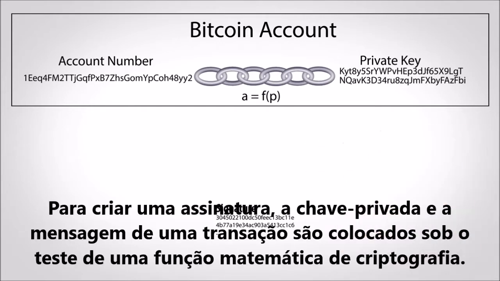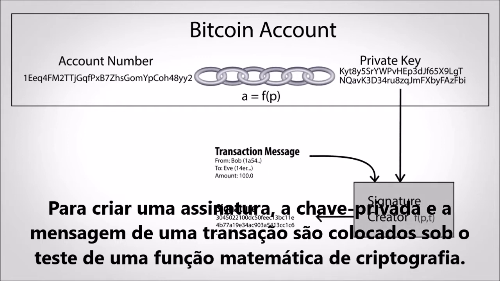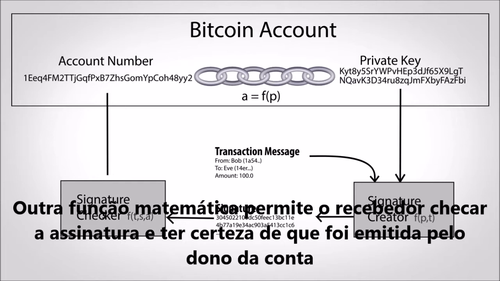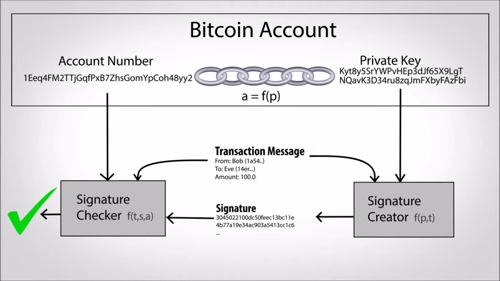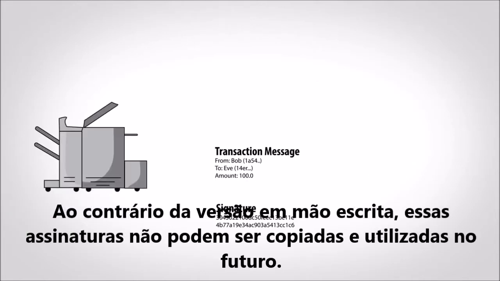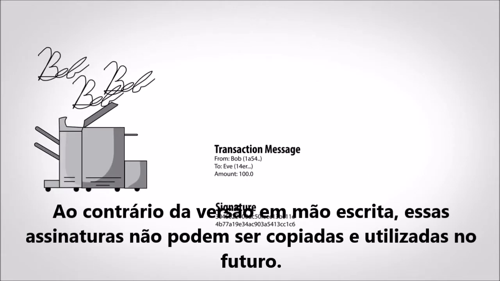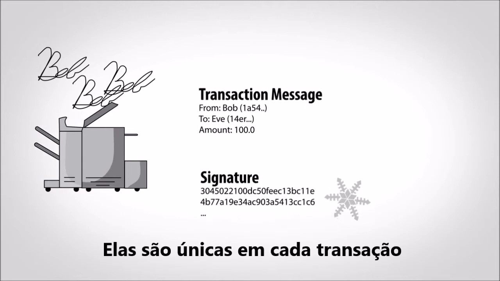These keys are what allow you to create signatures. To create a signature, a private key and the text from a transaction are fed into a special cryptographic function. Another function allows other people to check the signature, making sure it was created by the account owner and that it applies to that specific transaction. Unlike the handwritten version, these signatures can't be copied and reused in the future, as they're unique to each transaction.